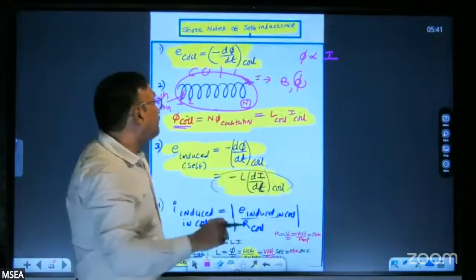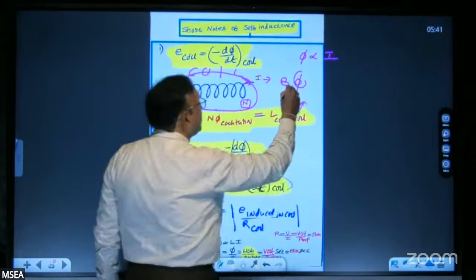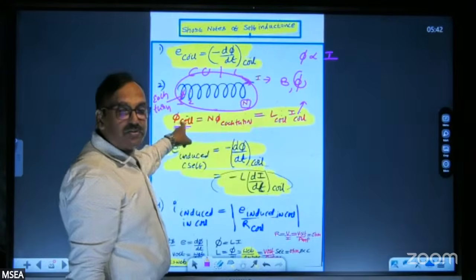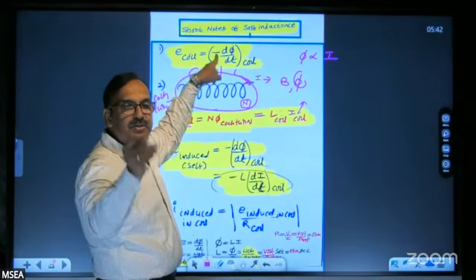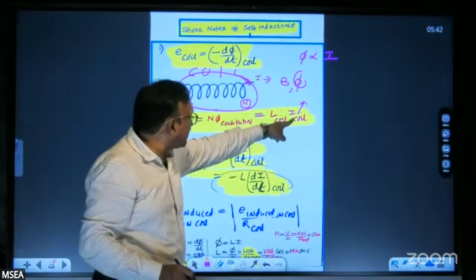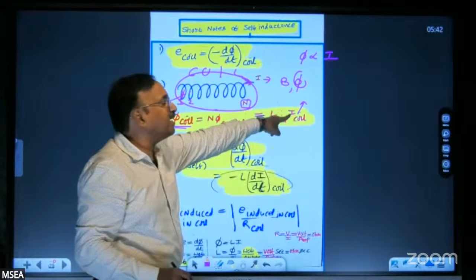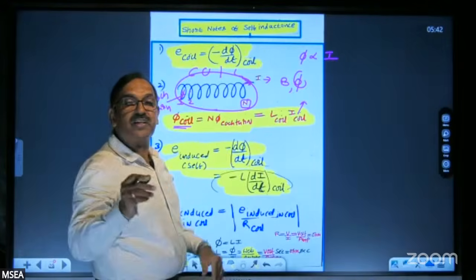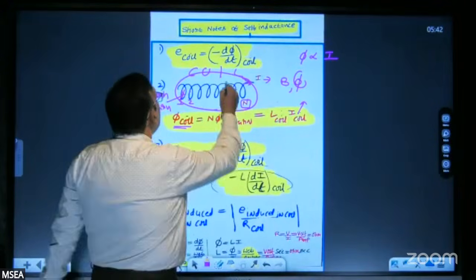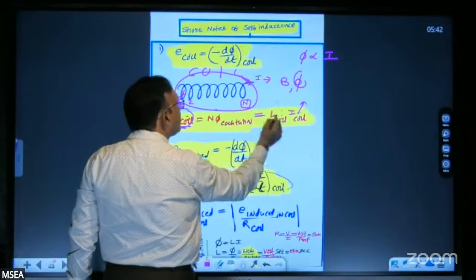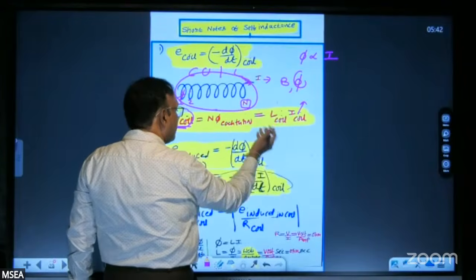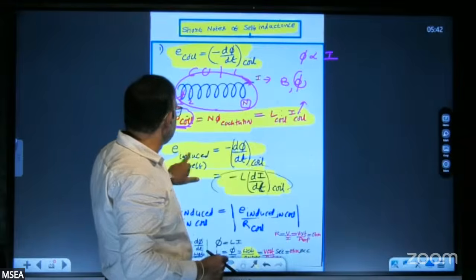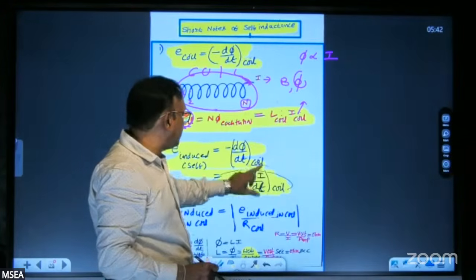Now, if the current in the coil is changing, not constant, then as the current changes, flux will also change. As the flux changes, EMF is induced according to Faraday's law. Whenever flux changes, EMF is induced. The EMF induced in the coil is minus d phi by dt. When you differentiate phi, the constant term L will come outside. So the EMF induced in the coil at any time t is minus L di by dt.